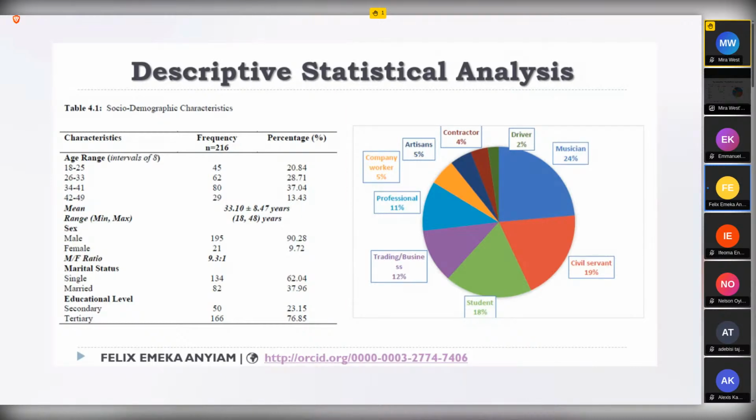If you're using visualization to describe the data, like for example, you're using the pie chart in this case, you tell us, oh, 90% of them were civil servants, 24% were musicians, 11% were professionals, and you move on. You are not allowed to tell us why you think 24% were musicians or why you think only 18% were students. No, that's inferential statistics. In descriptive, just describe the result the way we are seeing it and move on.